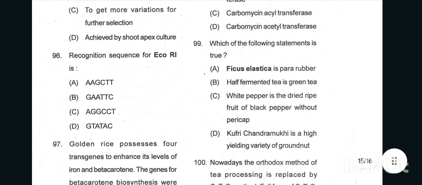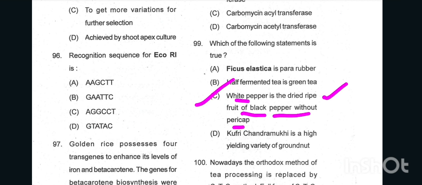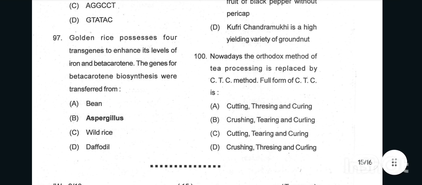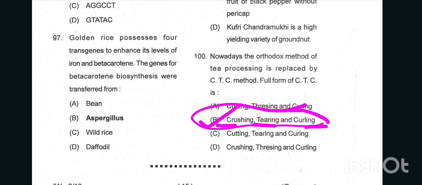Then question number 99. Which of the following statement is true? So here the correct statement is white pepper is dried ripe fruit of black pepper without pericarp. Nowadays the orthodox method of tea processing is replaced by CTC method. What is CTC? Full form of CTC is your crushing, tearing and curling. So here crushing, tearing, curling, option B is the right answer.